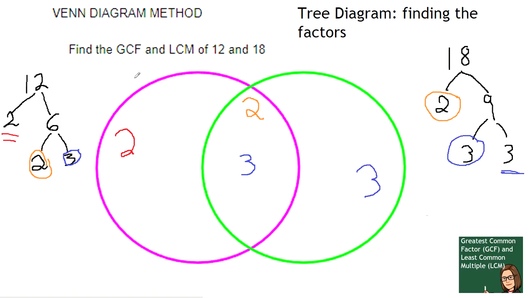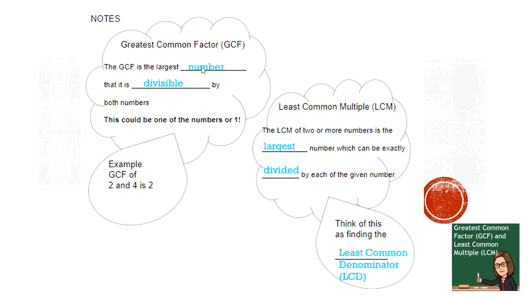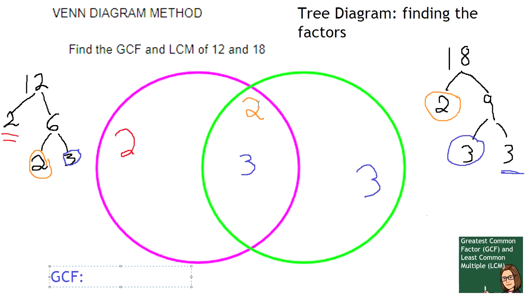Now I have to figure out how do I find my GCF and how do I find my LCM. So I look at my GCF, and if you remember from our definition from before, the greatest common factor is the largest number that is divisible by both numbers. So it's what number goes into both. I'm going to look at my Venn diagram, and I can see that 2 and 3 go into both. So this would be 2 times 3, which is 6. So my GCF is 6.